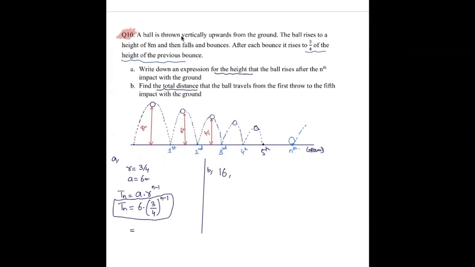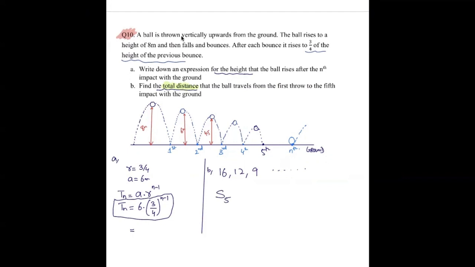Yeah. 8 meters upwards, 8 meters downwards. What is going to be the next value? 12. Then 9, and so on. So the progression that I now have is the progression for the total distance. Okay. Would you agree that this is also a geometric progression? Yeah. Okay. Now you need to find the total distance, meaning how would you find the total distance? Would you be finding the sum of 5? Yes, you are going to be finding the sum S5.